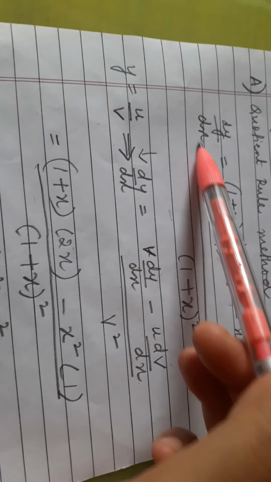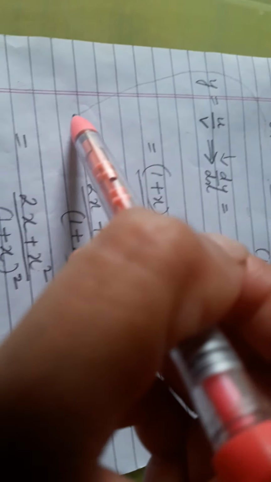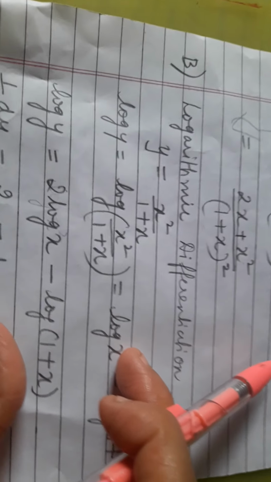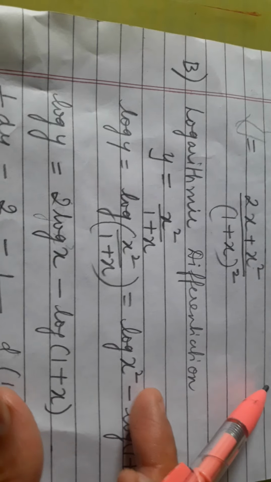This is my dy by dx, using the quotient rule, right? I know this. Nothing great about it. We already know it. Now let me try to use logarithmic differentiation and see whether the process is going to become easier or lengthy or whatever it is.